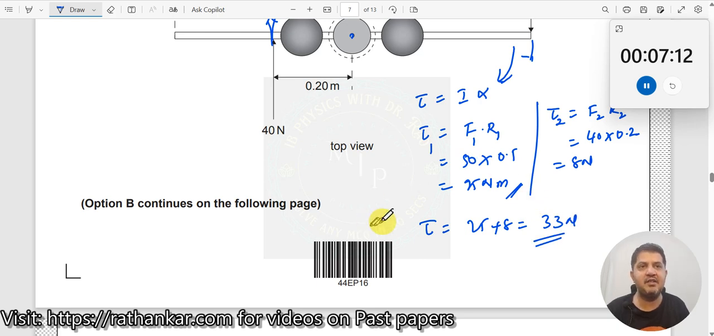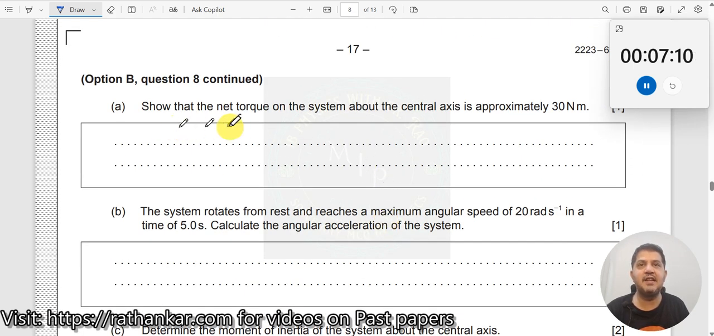Okay, now let us read the question once again. What does it say? Show that the net torque on the system above the central axis is approximately 30 Newton meter. So we have got 33 Newton meter. So we already proved this over here. Okay, now let us move on to the next question.